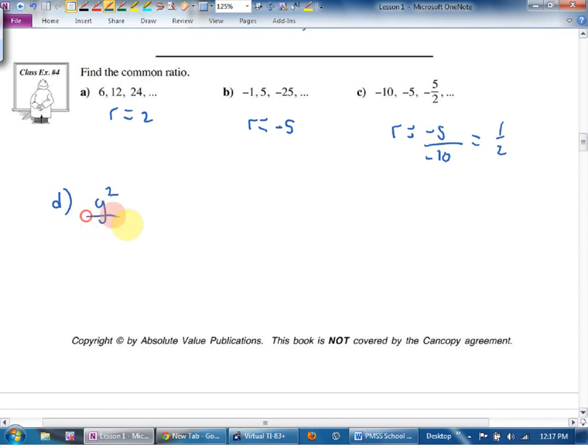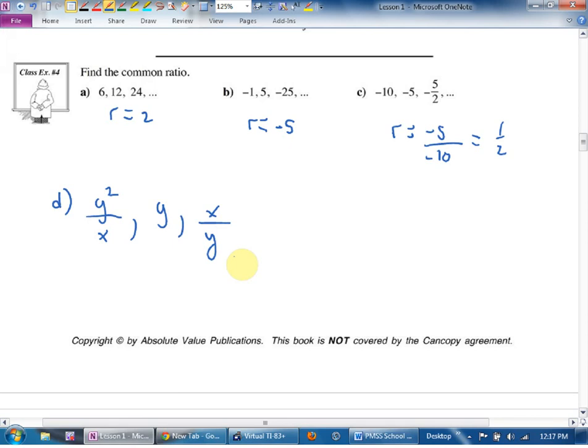Y squared over X, comma, Y, comma, X over Y. What's the common ratio? This is how they get around the fact that there are apps that you can download for the calculators that will do a lot of this for you. How can I always find the common ratio?